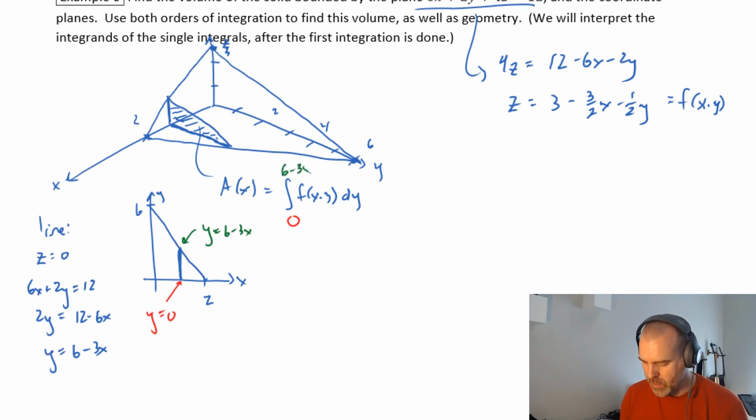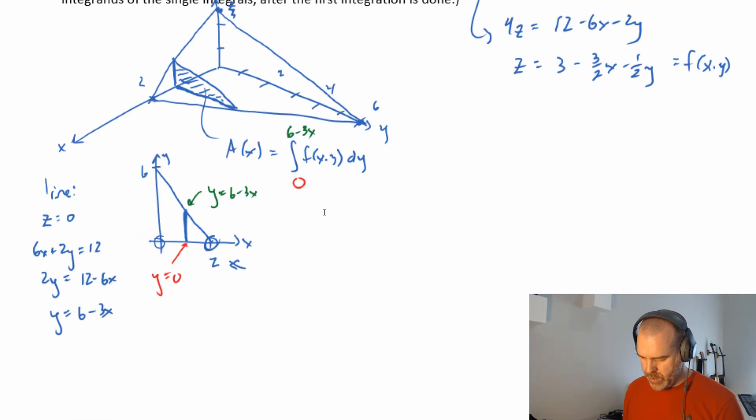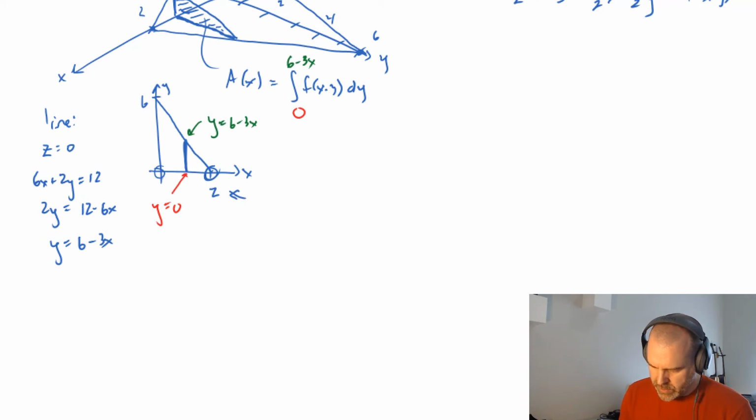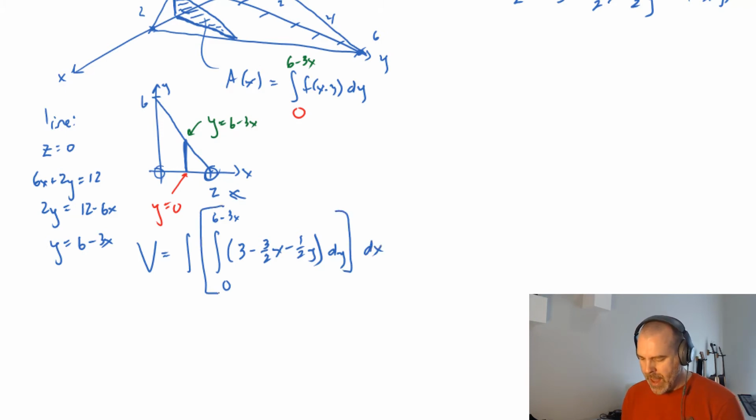And so if we're adding up along that vertically, y starts at 0 and ends up at 6 minus 3x. All right, so then our volume will be the integral of this area, 0 to 6 minus 3x of f of x, y. What that function is: 3 minus 3/2 x minus 1/2 y, and we're integrating that with respect to y, and then all of that with respect to x. That's the double integral. And x here goes from 0 up to 2.